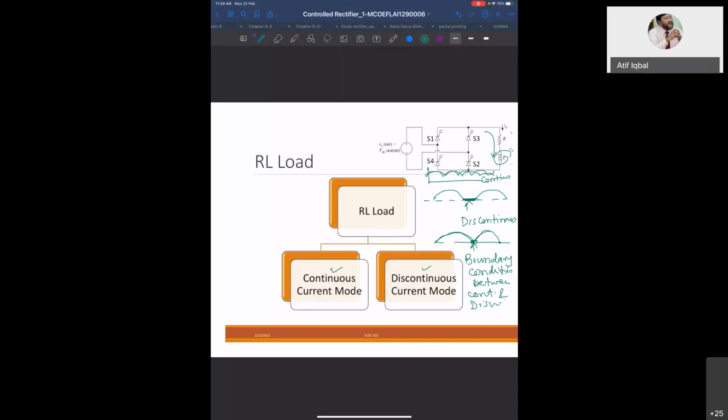And if you have very high inductance, the current is like pure DC. There is no ripple. So the ripple is reduced if your inductance is very high. But if your inductance is low, it will behave like a resistive load and then there will be some discontinuity.